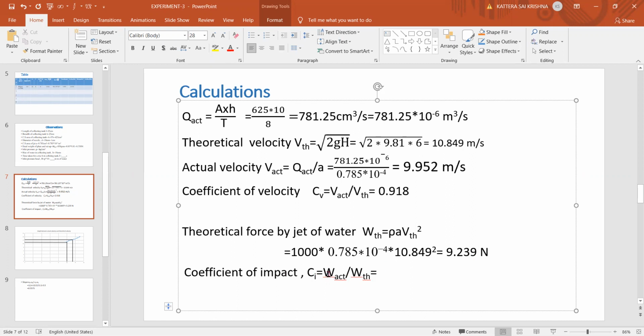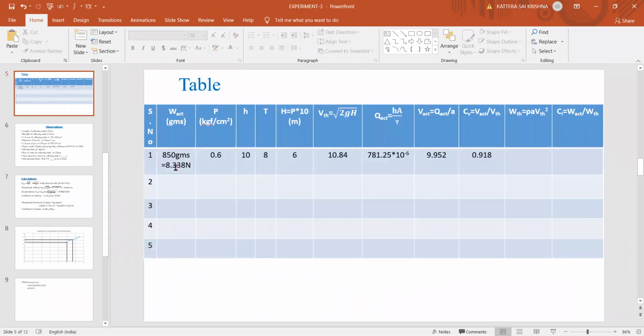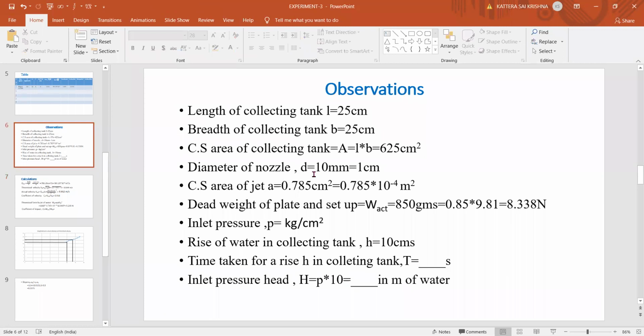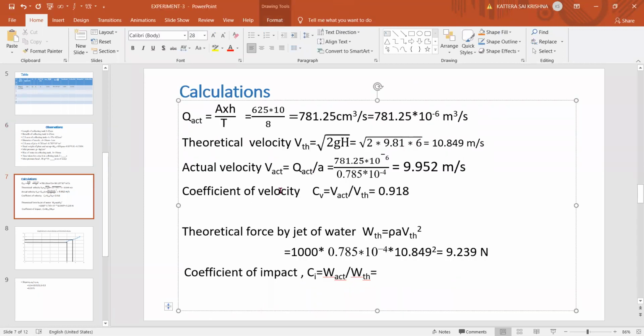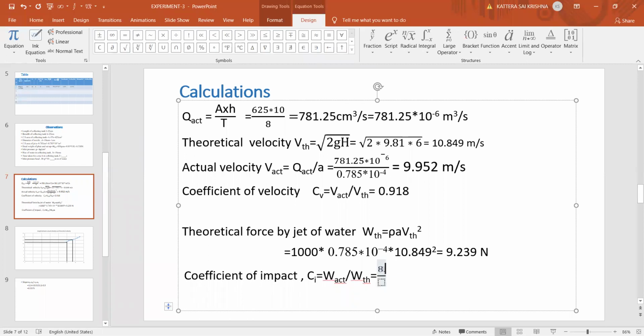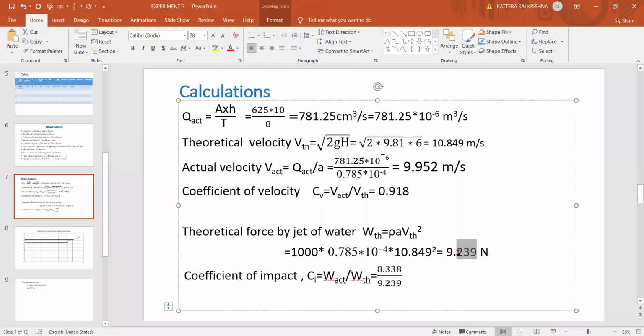So later you can calculate Ci equal to W actual by W theoretical. So W actual is the first value which you calculate in the table in terms of Newton. So W actual in Newtons is 8.338. This becomes 8.338 divided by 9.239. Yes, anybody got the different answer? Same. Correct.